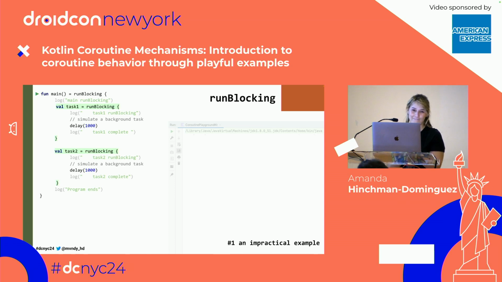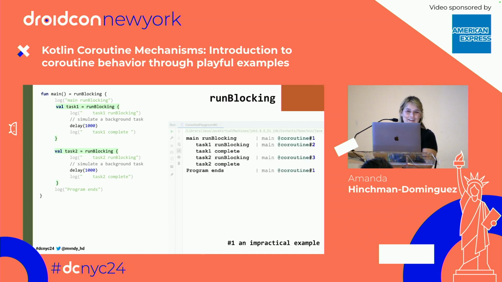We have a very simplistic main function. It has that runBlocking, and then we have a task 1 and a task 2, which are also runBlocking. There are some logging statements, and there's also a delay in each task to simulate some kind of background work going on. Can you guess what happens when we hit play? I'll give you a few seconds. All right, we'll go ahead and just get it going.